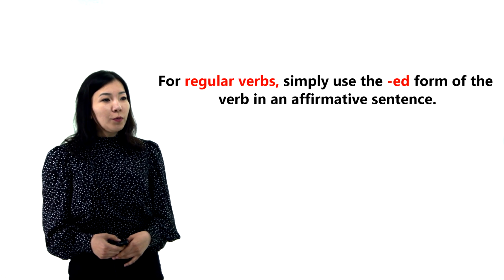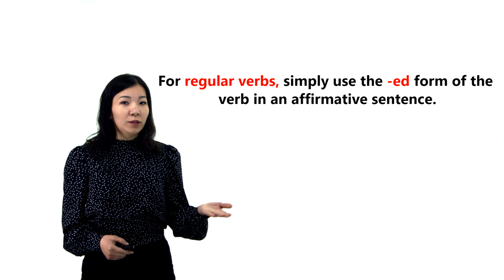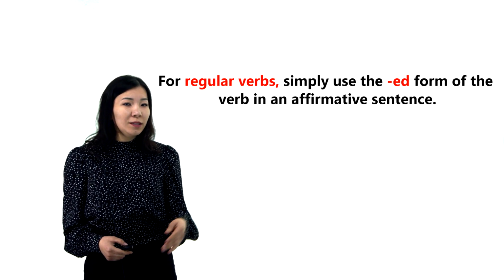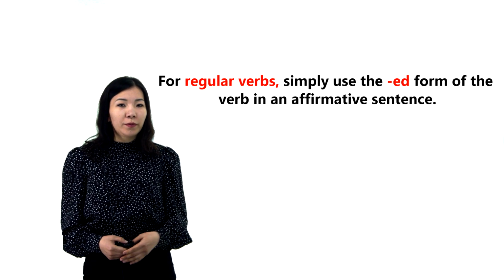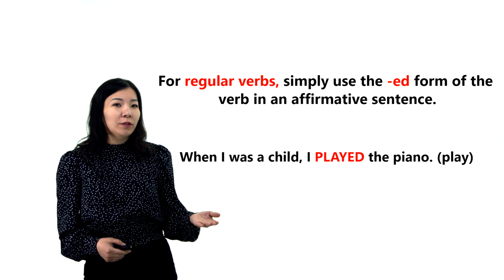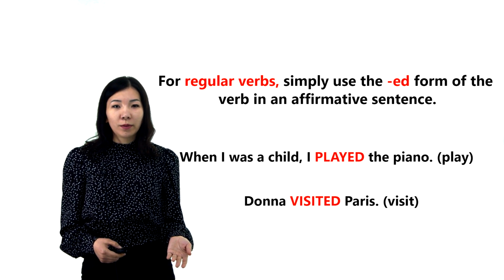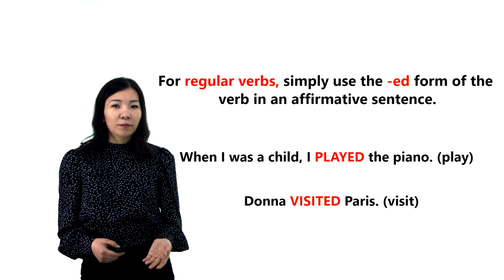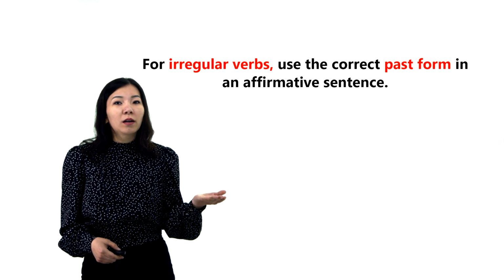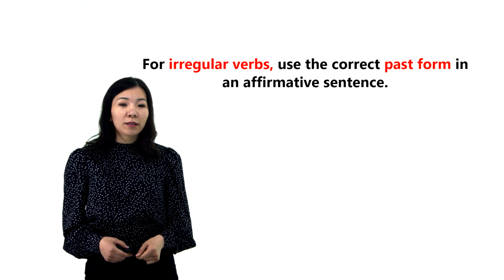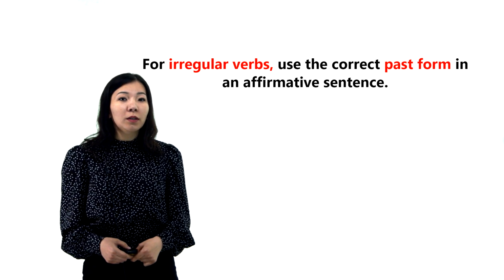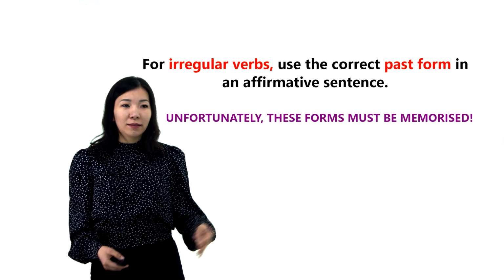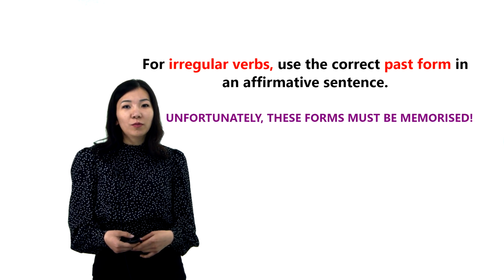To form an affirmative sentence with regular verbs in the past tense, we simply use the ed form of the verb. For example, when I was a child, I played the piano. Donna visited Paris. But for the irregular verbs, we use the correct past form in the affirmative sentence. And the past form of the irregular verbs must be simply memorized. So yeah, you just need to memorize it.